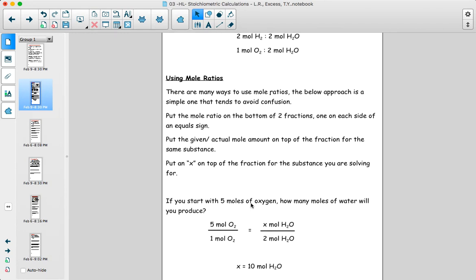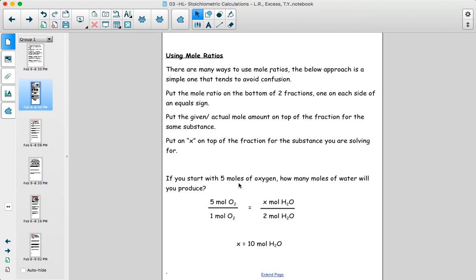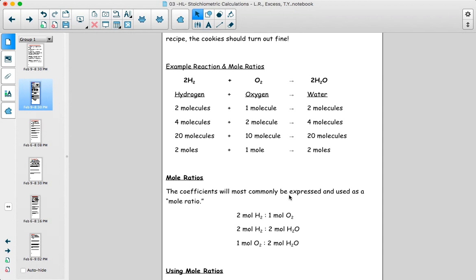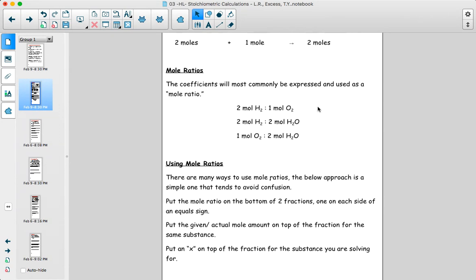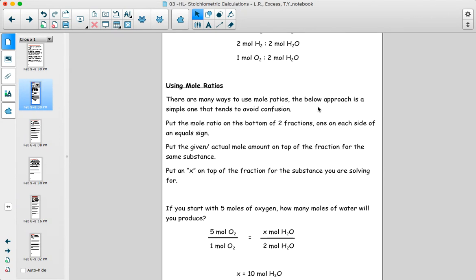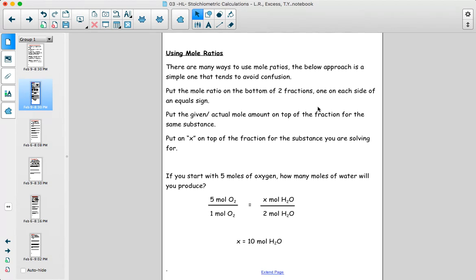So I'll try to explain using this example. If you start with 5 moles of oxygen, how many moles of water will you produce? Well, a lot of people could look at this and say, well, it's 1 to 2, so 5 makes 10. We're going to keep the ratio the same. And obviously that will be the answer, but this is a little bit simpler than a lot of the ones, really any of the ones you would see on the IB exam.